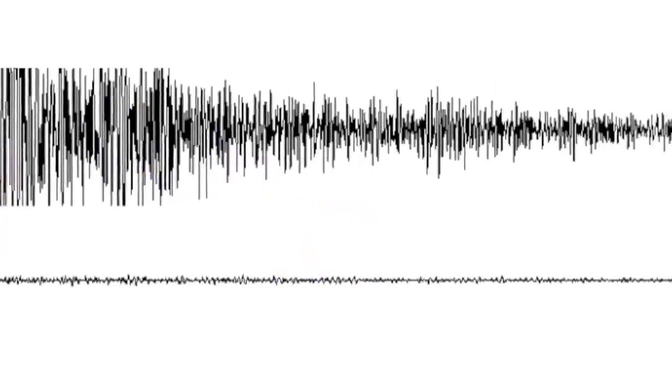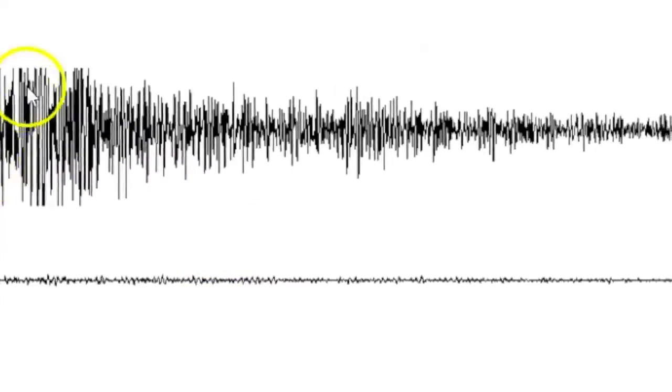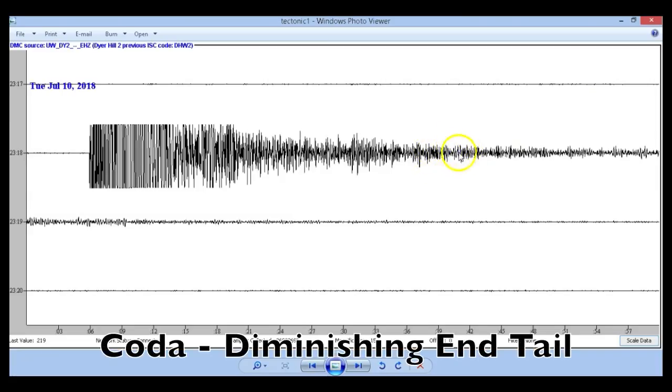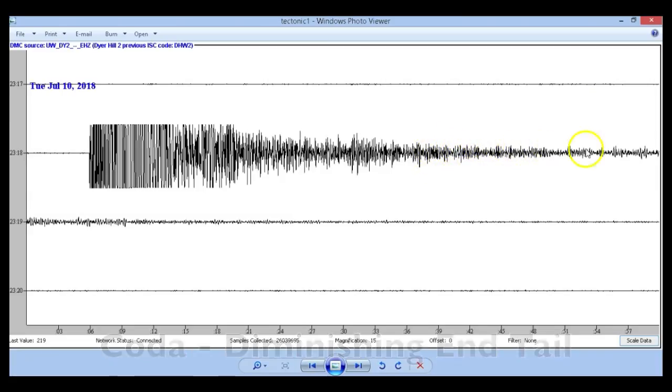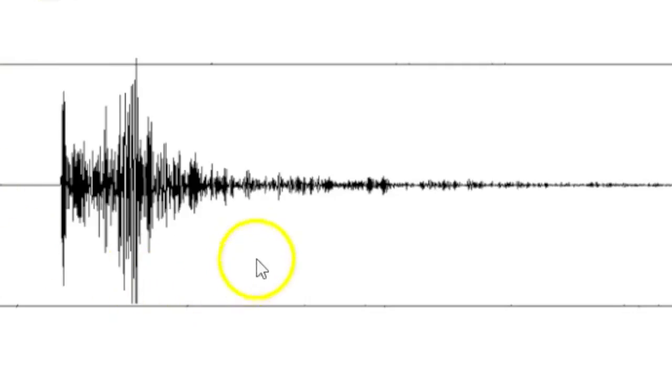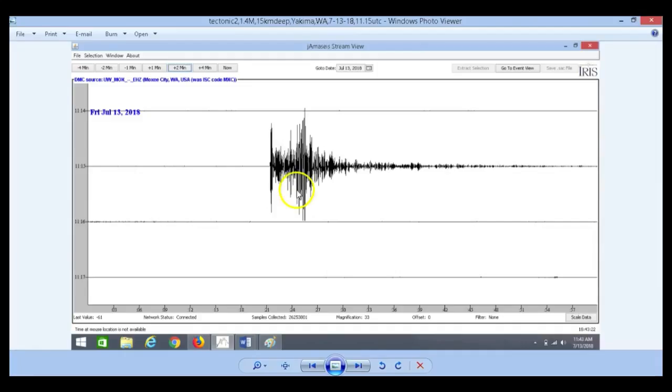Again, please notice the sharp arrivals even amongst most of the coda. A coda is simply the diminishing end tail of an earthquake signature. Here is another recent example from July 13th, 2018 of a magnitude 1.4 earthquake that struck about 15 kilometers deep between Selah and Yakima, Washington. Once again, sharp arrivals indicating most likely no volcanic processes had to do with this earthquake.